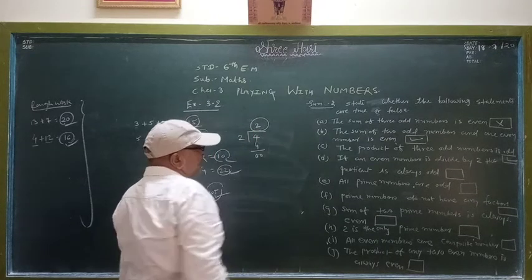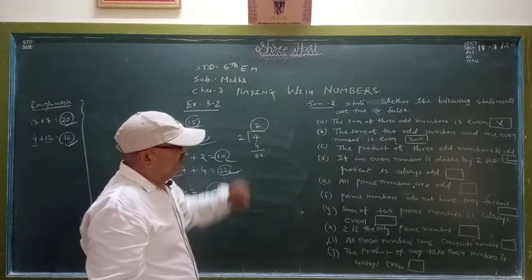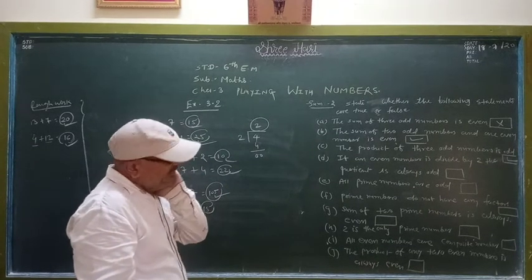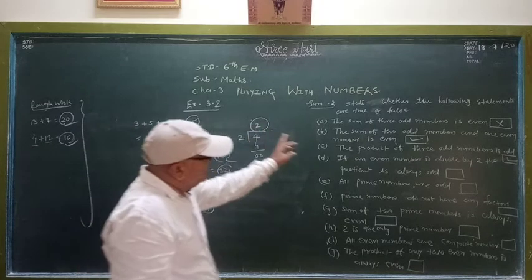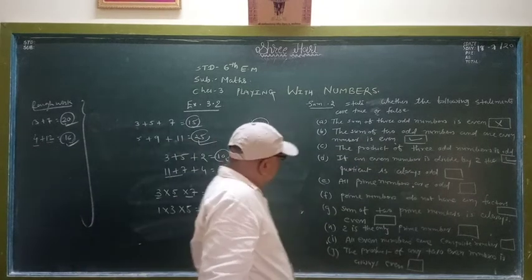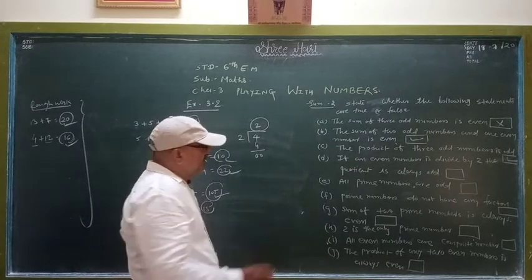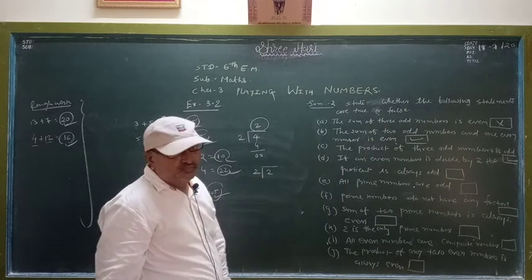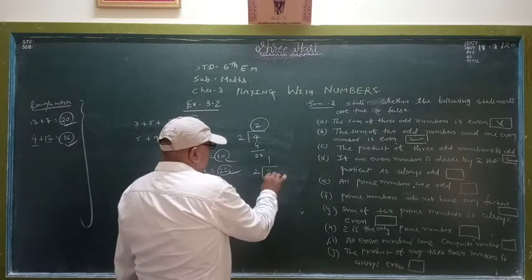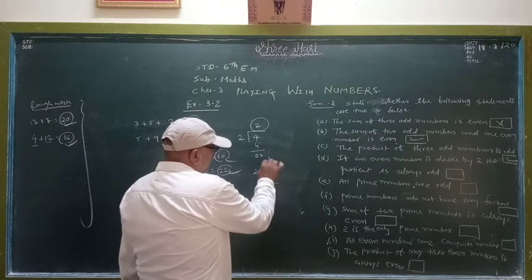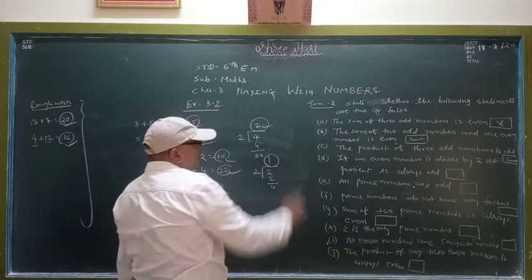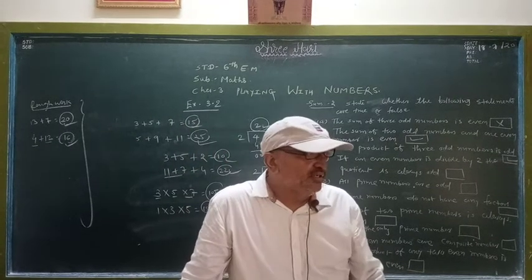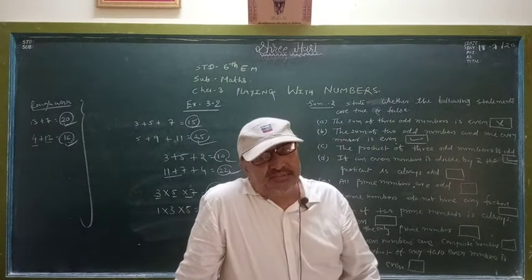As a quotient we got even, but this statement tells us the quotient is always odd. Sometimes it is odd. Look here, 2 divided by 2, 2 times 1 is 2. Here odd, but here even. So it is not always. Sometimes it is true, but not always.